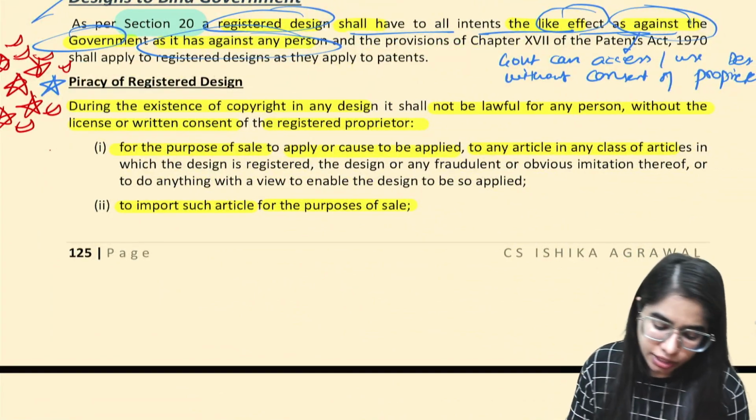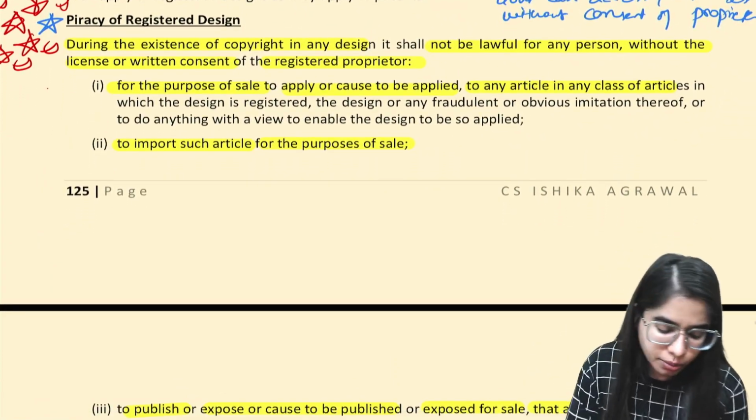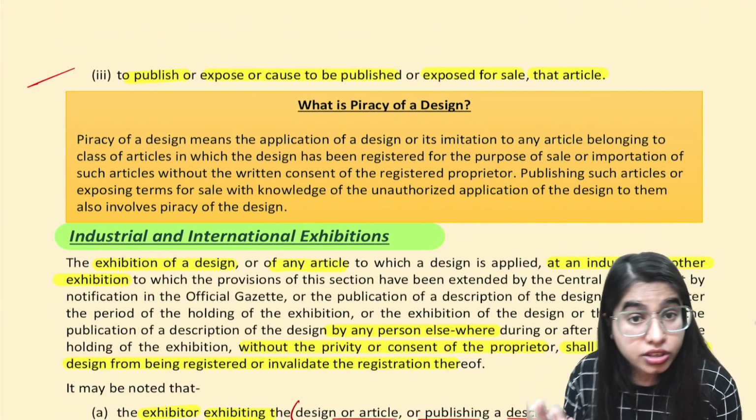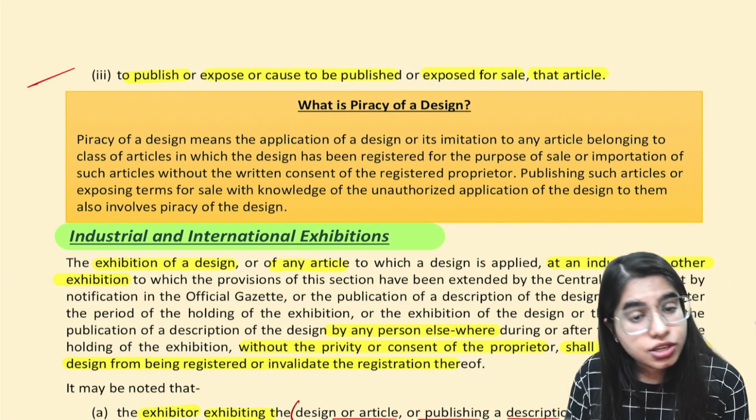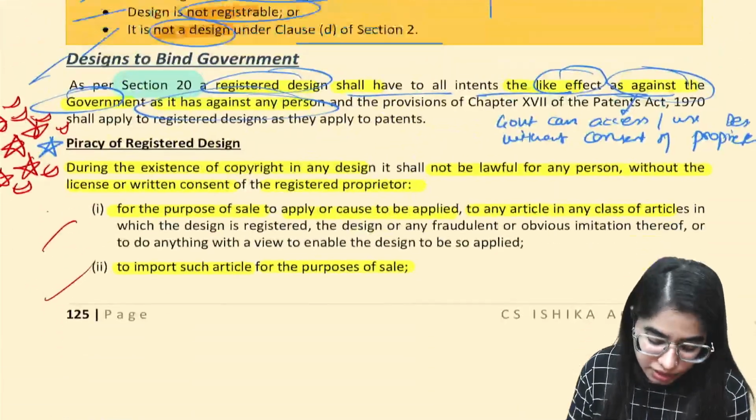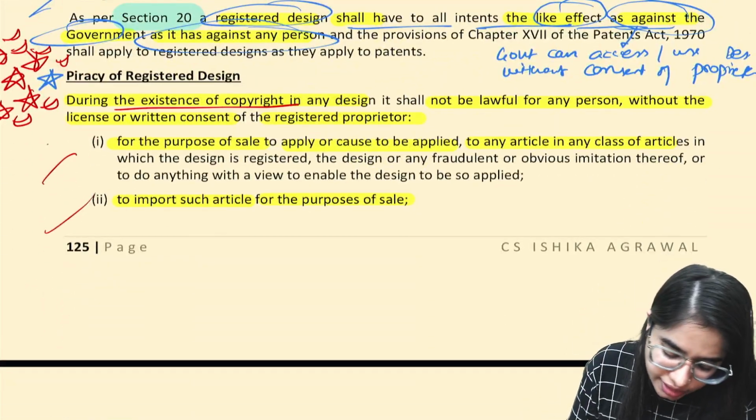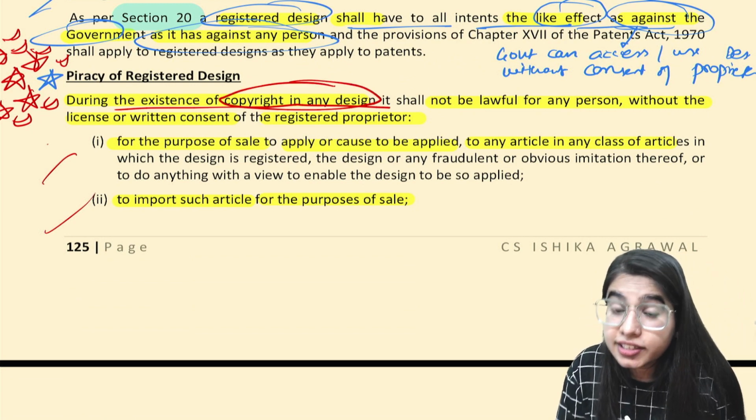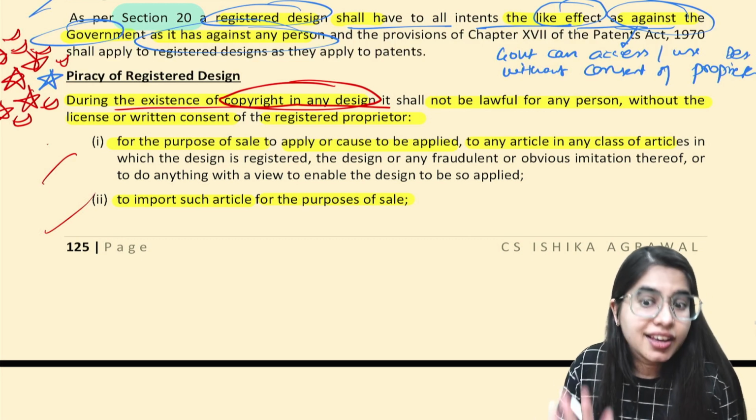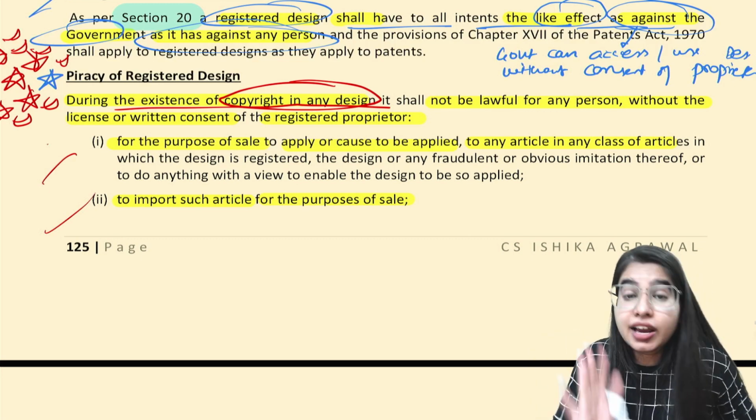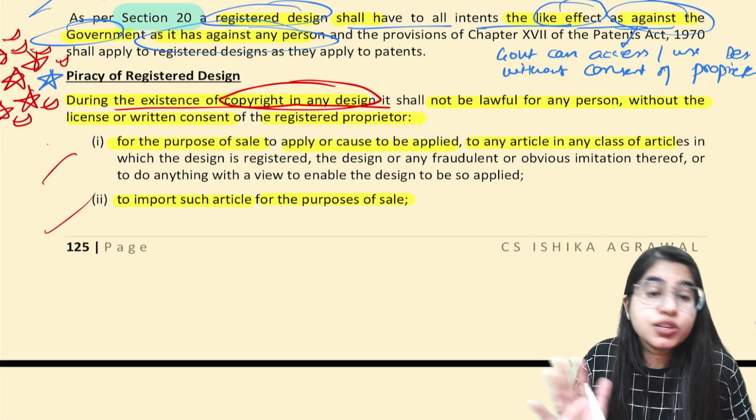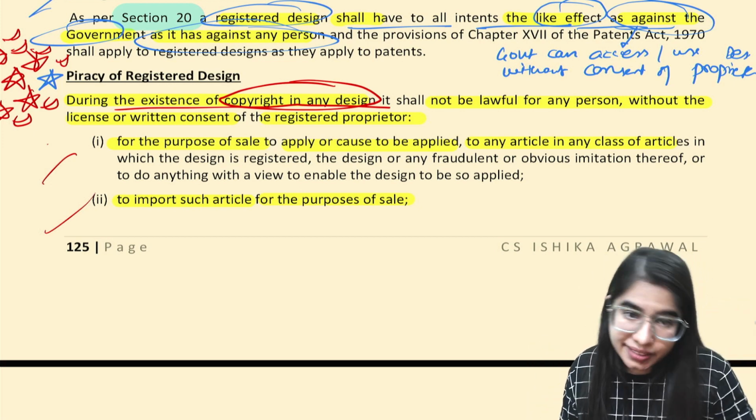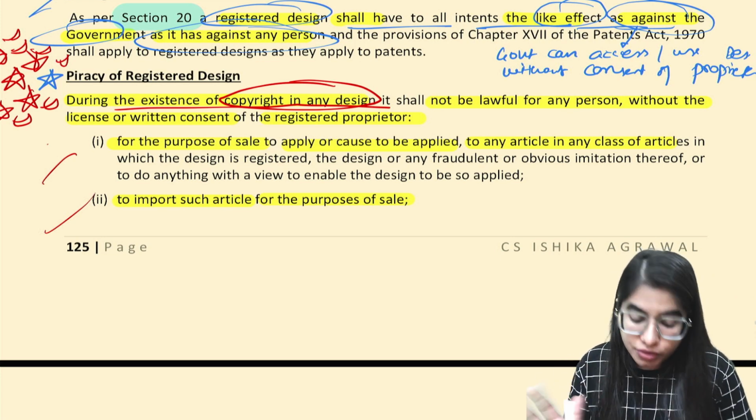Piracy of registered design. So 3 things can come under piracy: point number 1, point number 2, and point number 3. If a question comes on piracy of design, then you have to write these 3 points. Are we clear with this? Number 1, during the existence of the copyright in design. Copyright in design here does not mean copyright. Here it means the exclusive right to use the design. I hope you will not confuse between the meaning of copyright and copyright in design.